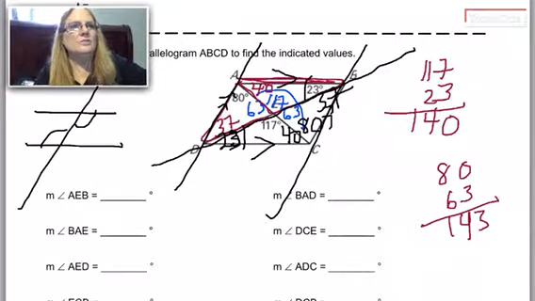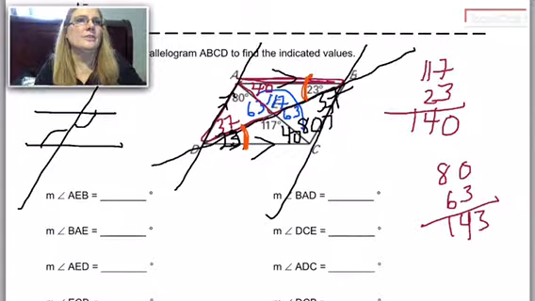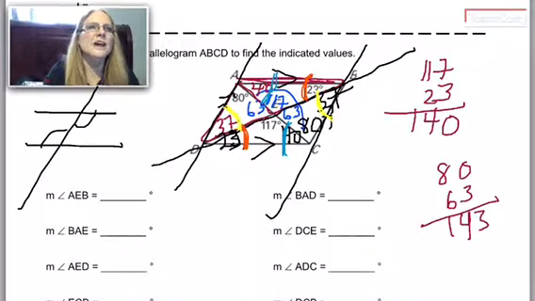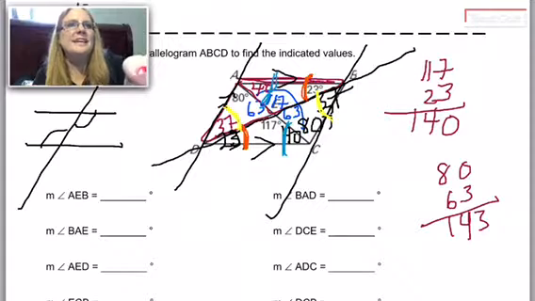So let me use a different color here, maybe this orange. So this angle and this angle are alternate interior, as well as this angle and this one. And going the other way, here and here, and then the 80 and the 80. So now we can fill in, if I can read there, AEB.